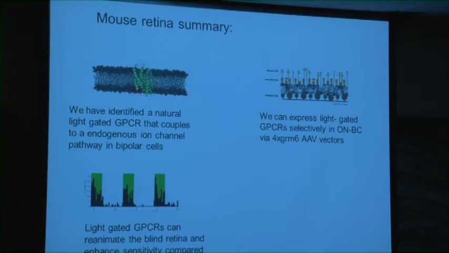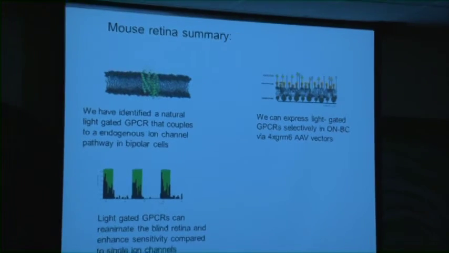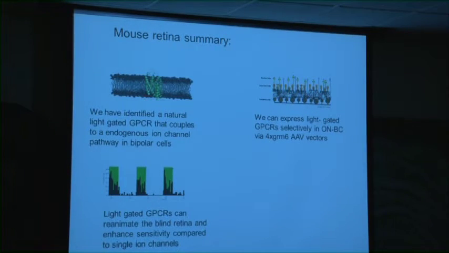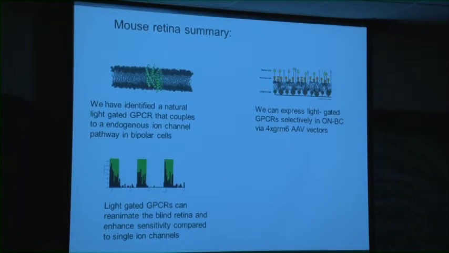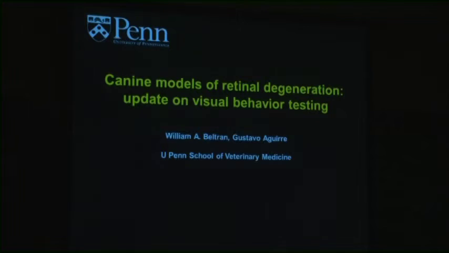So in summary of this mouse work, we've identified at least one naturally occurring GPCR that couples to an endogenous ion channel in on bipolar cells. And we've made virus vectors that efficiently express that in on bipolar cells. And we think that they can reanimate the blind retina and enhance the sensitivity and maybe add some adaptation compared to other systems that have a single ion channel that's also the sensor.